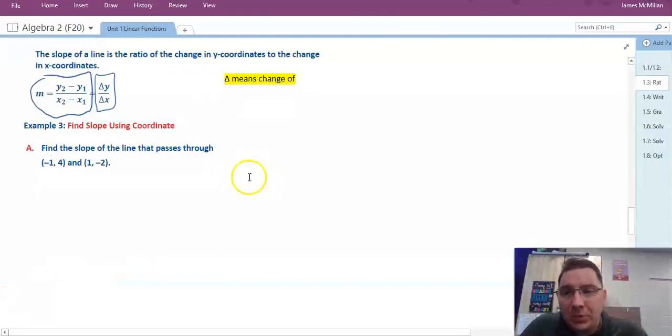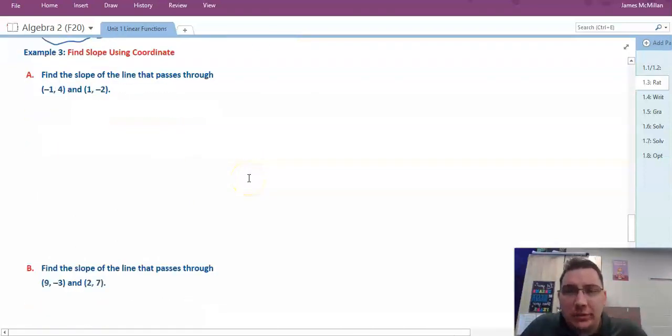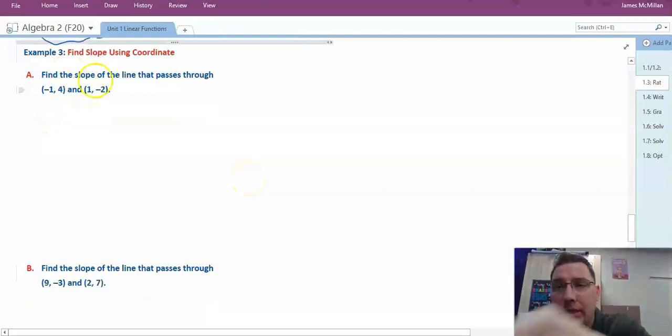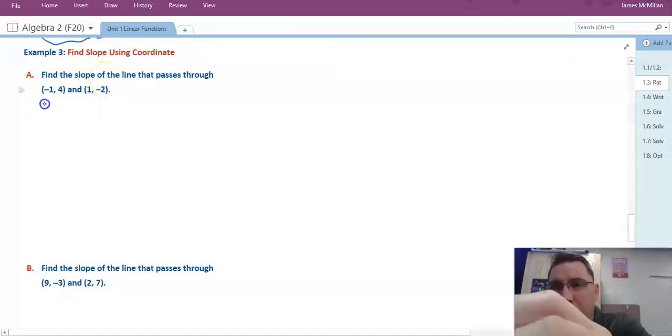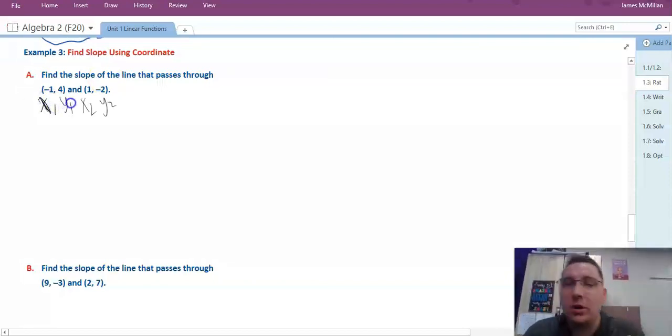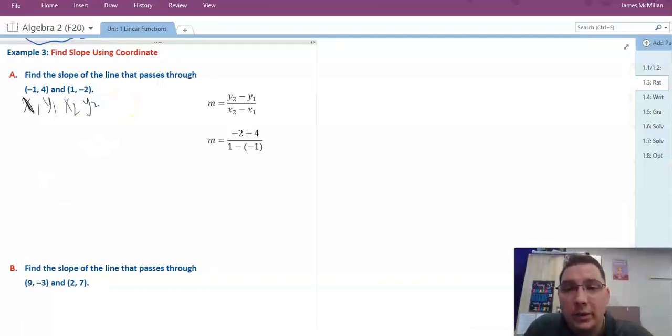So on example 3A, you're going to see that we have (-1, 4) and (1, -2). Again, we want to write these out as our x sub 1, y sub 1, x sub 2, y sub 2, and we'll plug that into our slope formula. So getting that -4 over 1 minus negative 1, and just putting the parentheses here to see that we do have a double negative there. And so remember, the double negative will become a plus.